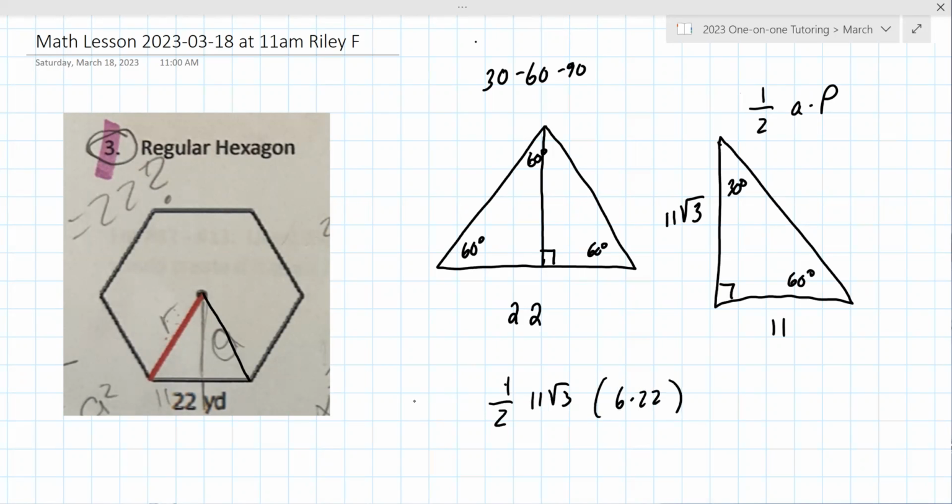Are you allowed to use a calculator in this class? Yeah. Okay. So you would just substitute this into your calculator and determine that value. Where did you get 11 square root of 3? Square root of 3. Yeah.